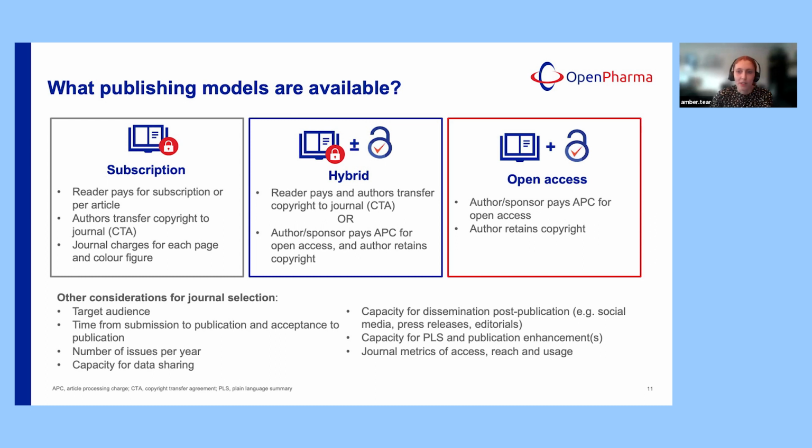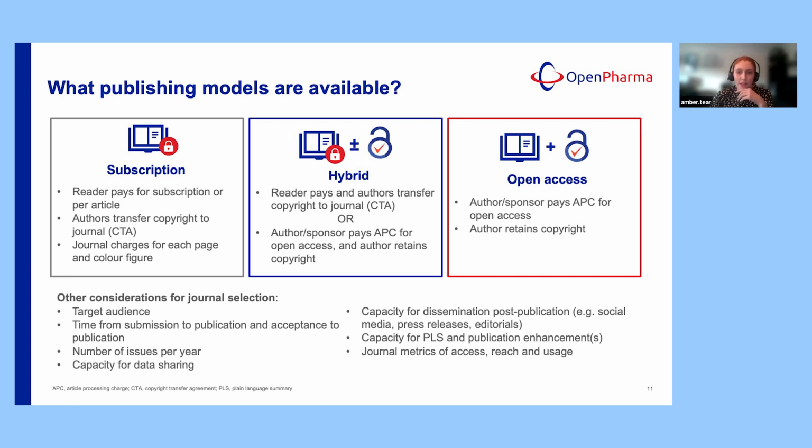So at present, there are three core publishing models: subscription, hybrid, and full open access. Within the subscription model, readers subscribe to a journal or pay for access to individual publications. Upon acceptance of an article for publication, copyright is transferred from the author to the journal, and journals then charge for pages and for color figures.